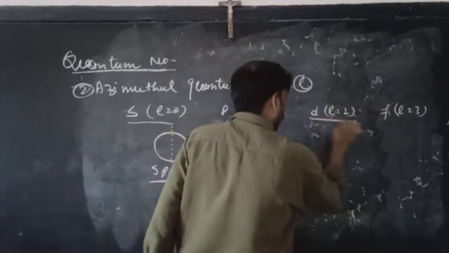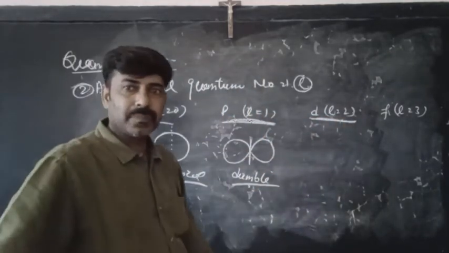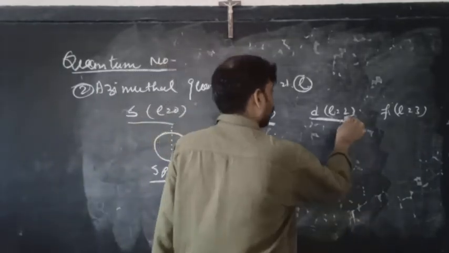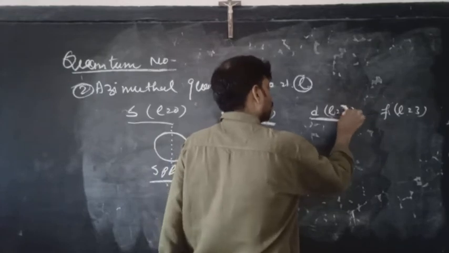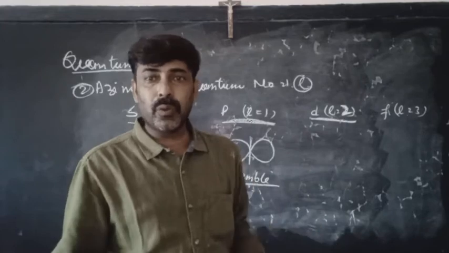Now we are going to talk about the D subshell. We have talked about the P subshell, and now the D subshell. When you see the D subshell, you can find that the azimuthal quantum number for the D subshell is 2. Having azimuthal quantum number 2, there will be two nodes.